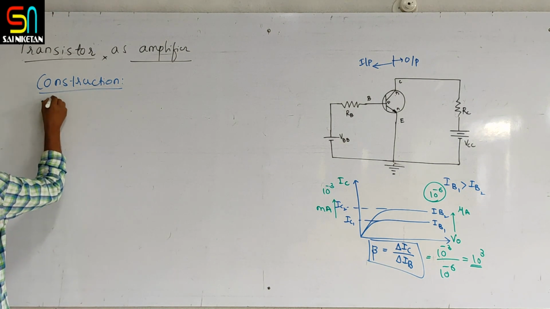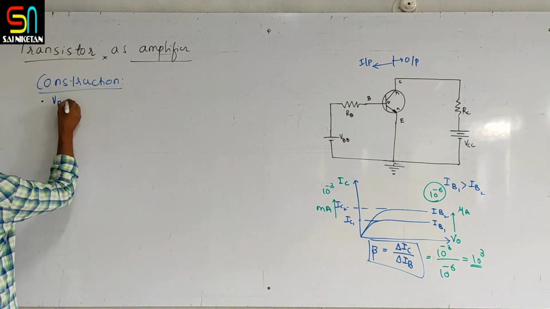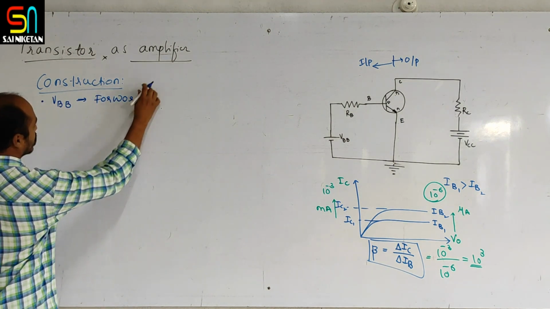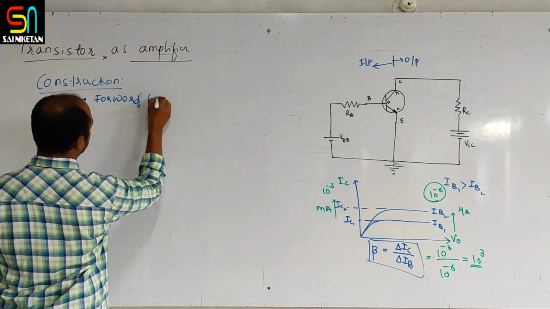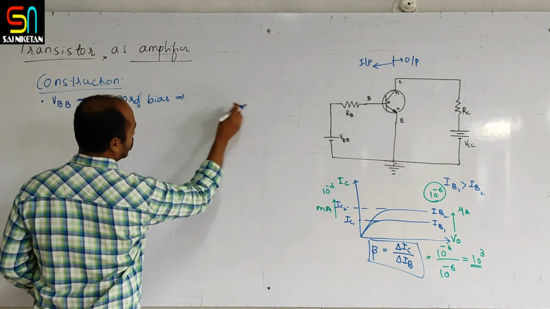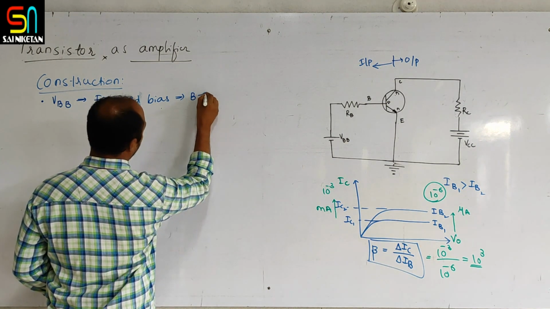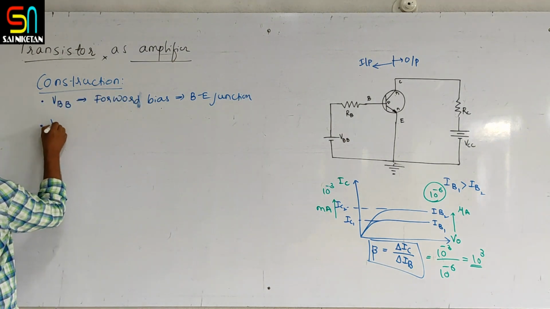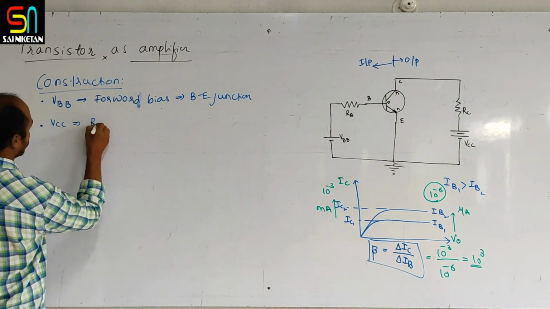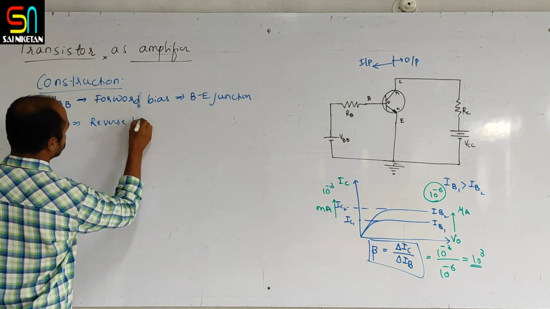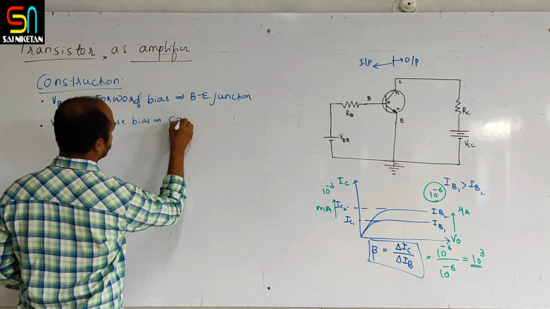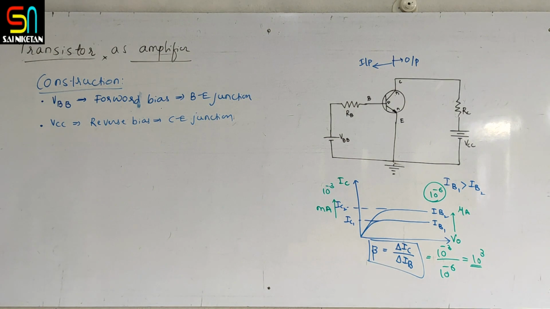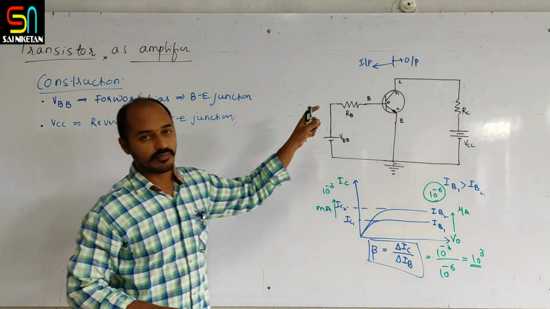So I am writing: VBB in forward bias with the base emitter junction, and VCC in reverse bias with the collector emitter junction. So this is regarding the basic thing.